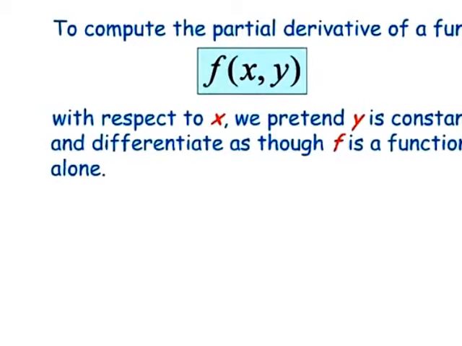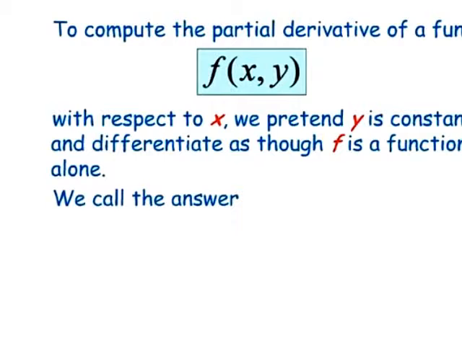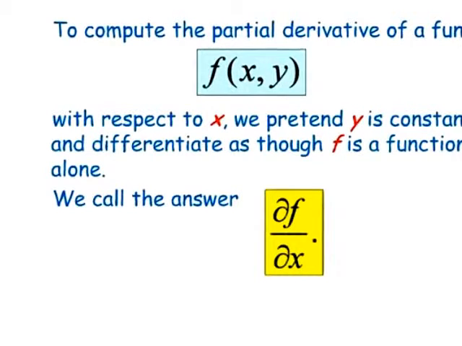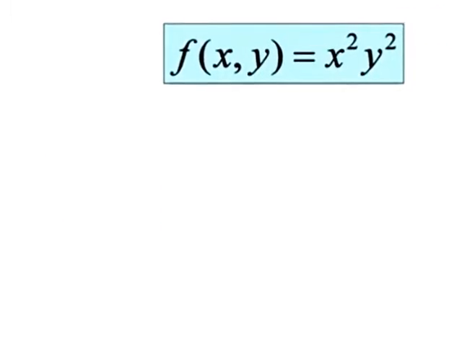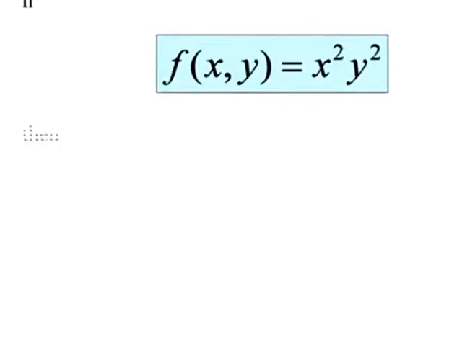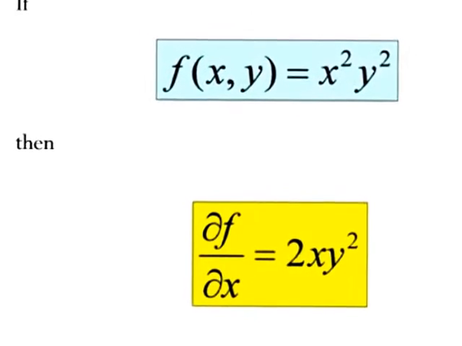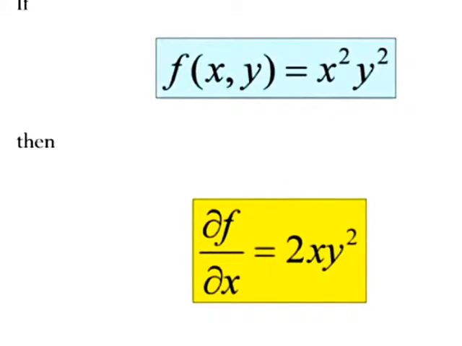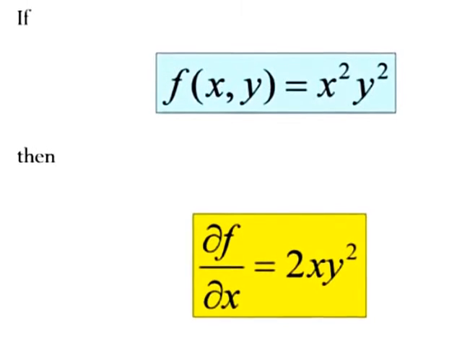and differentiate as though f is a function of x alone. We call the answer ∂f/∂x using this curly d. For example, if f(x,y) is x squared y squared, then ∂f/∂x is 2xy squared, because we've differentiated as though y squared is a constant number.